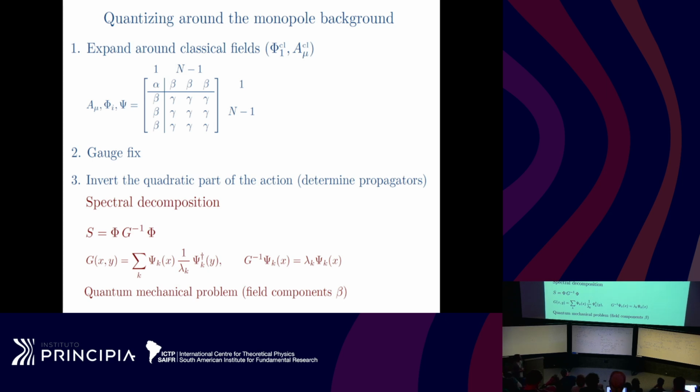Yes, so let me quantize N=4 super Yang-Mills theory around this background. Our starting point is that we have to expand around the classical fields, and under that expansion, the various field components of our quantum fields behave differently. It's only the field components in the first row and the first column which are really influenced by the monopole. This big matrix down here is uninfluenced. These components behave as in usual N=4 super Yang-Mills theory, and this one as well.